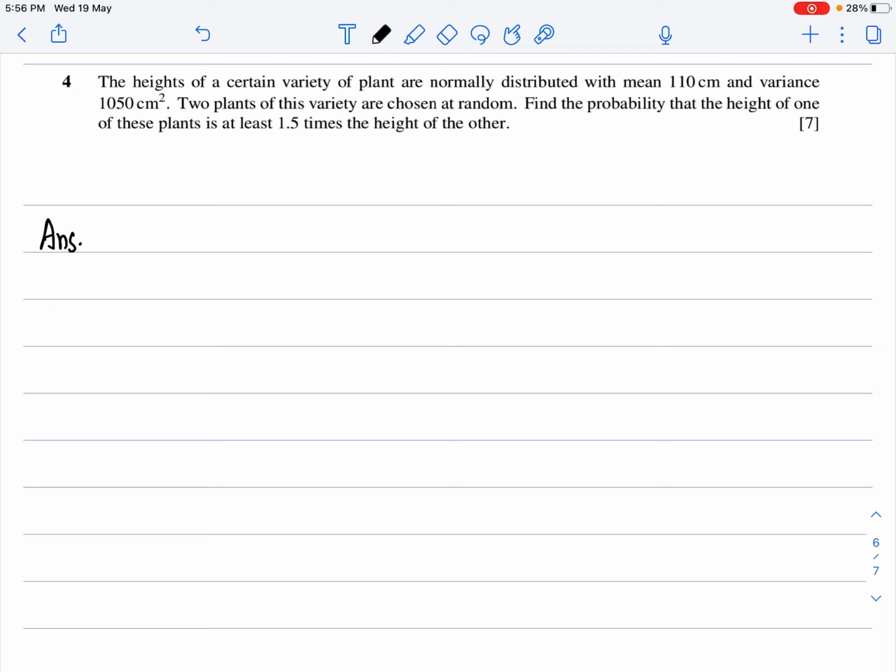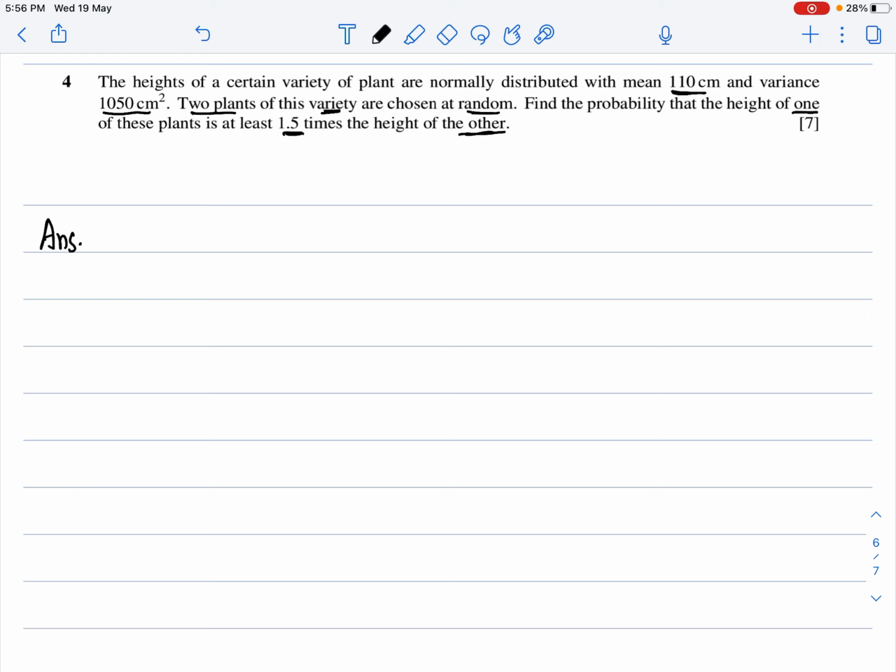This is the fourth question of the paper. The heights of a certain variety of plant are normally distributed with the mean 110 and the variance 1050 centimeters square. Now they have taken two plants, two varieties of plants, at random. Find the probability that the height of one plant is at least 1.5 times the height of the other.